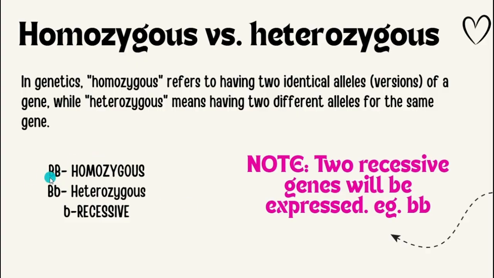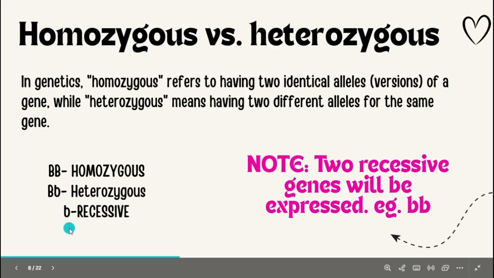So in the example here we have big B, big B, that's homozygous because both alleles are the same, both genes are the same. And then you have heterozygous, which means different. So it means that one of them is different. So you have big B, little b. And obviously the little b is recessive.